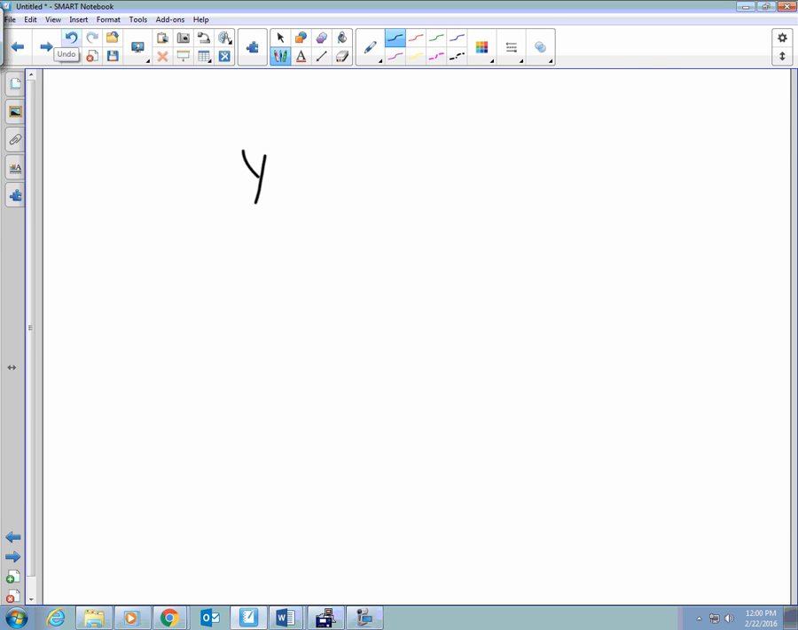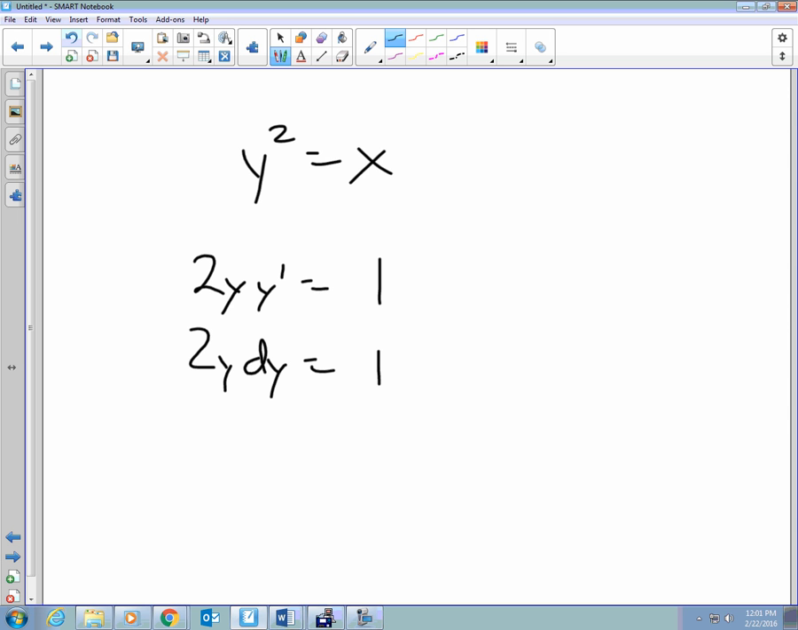Like if I gave you y squared is equal to x, what's the derivative of y squared? 2y prime is equal to 1. So instead of a y prime, you could attach a dy instead. It's the same thing. That means that this 2y dy is a derivative of y squared. So that's what that notation means. Notice when we go reverse, we don't attach the dy with it, okay? It means it's a derivative of something.